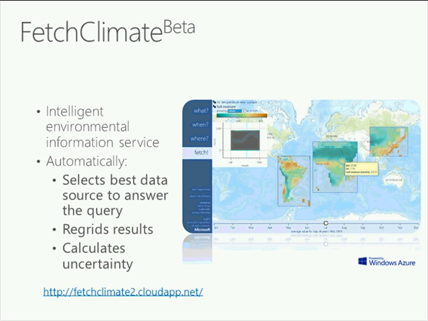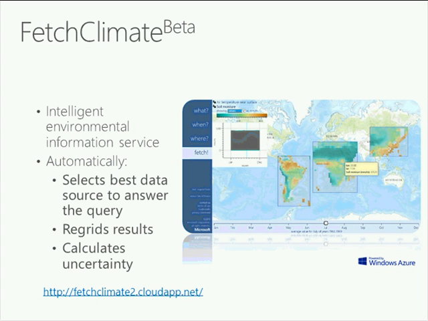So I quickly want to run through a few different scenarios before I hand over to Tanya and Christian. So around data, we have this interesting tool called FetchClimate, and this is hosted in Azure. It's got tens of terabytes of data on the back end, different types of environmental data, and it's an intelligent service. So you put in queries, and it just returns.